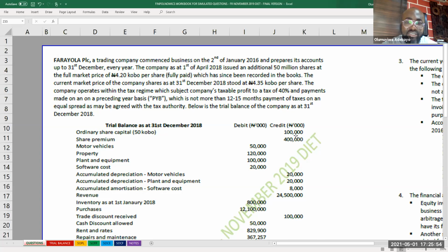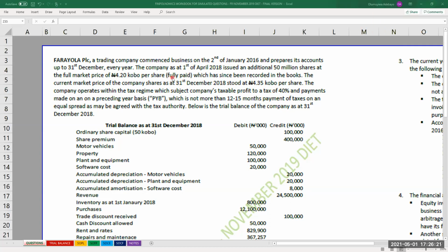Okay, what I'll say here is very simple. It is not a rights issue. Why is it not a rights issue? It was not issued at a lower price. There was no information given about the value of the shares. And two, it was not issued below the market price. So there would not have been a benefit to the existing shareholders to take up rights.